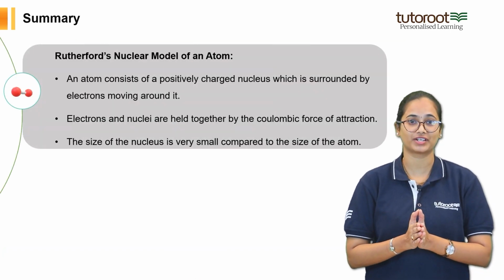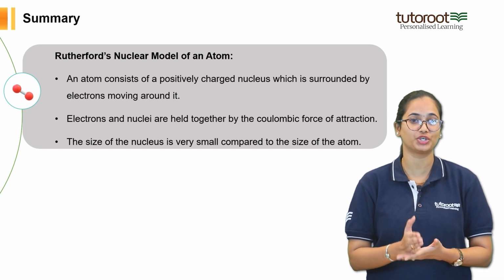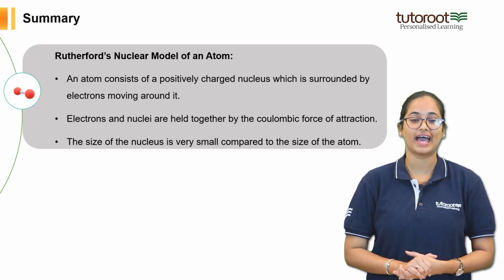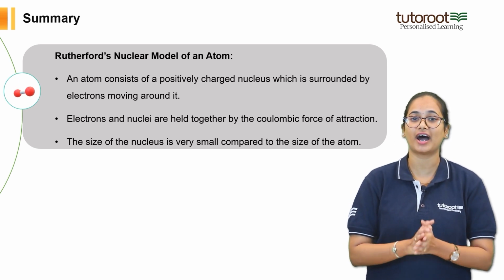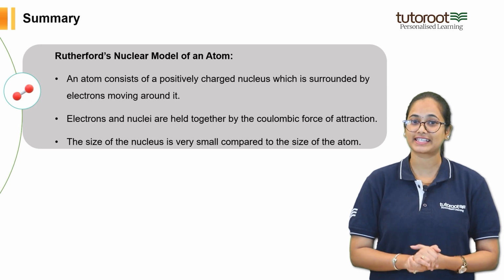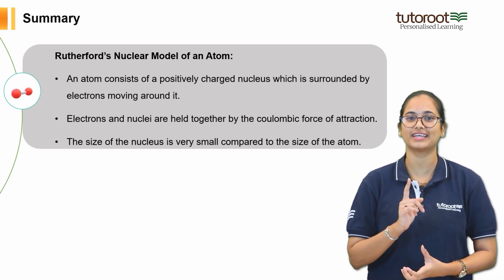Rutherford's nuclear model of an atom is that an atom consists of a positively charged nucleus which is surrounded by electrons moving around it. Electrons and nuclei are held together by the Coulombic force of attraction. The size of the nucleus is very small compared to the size of the atom.